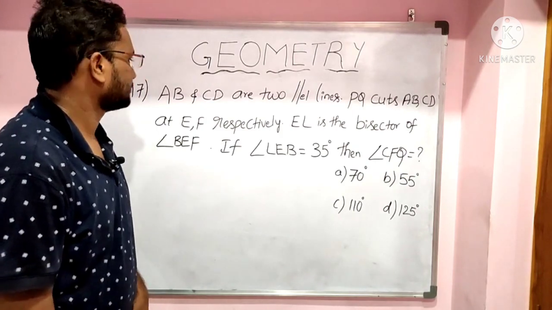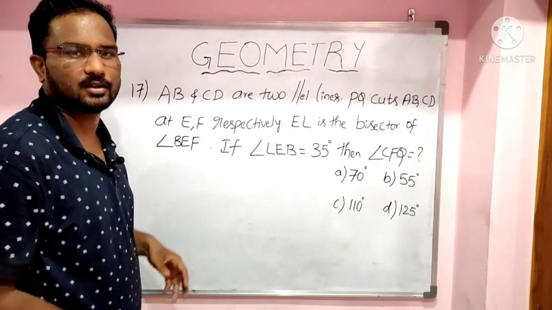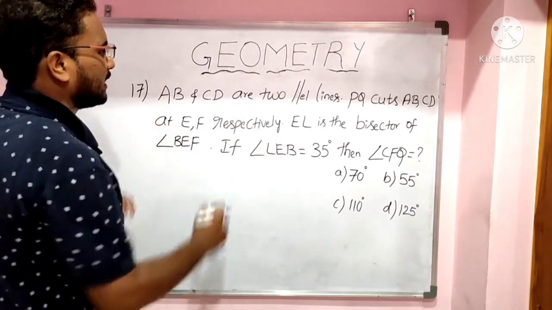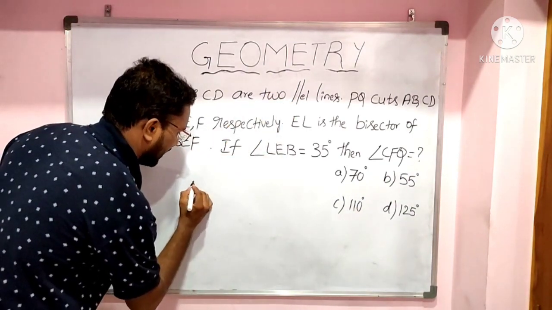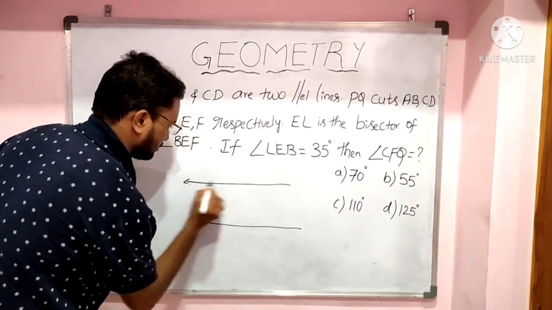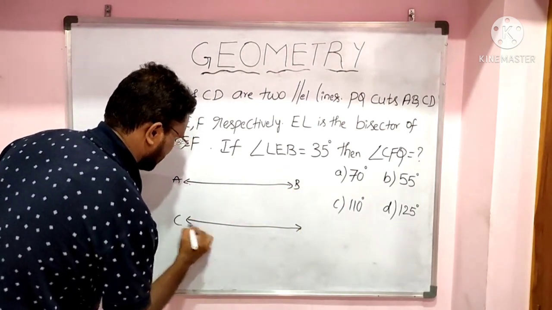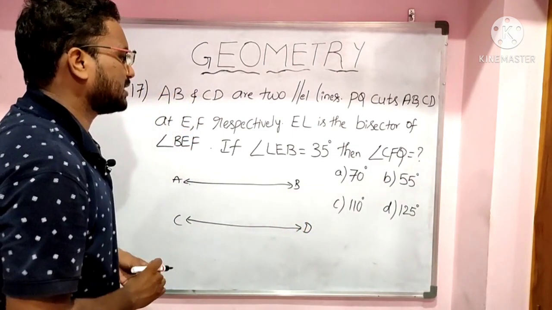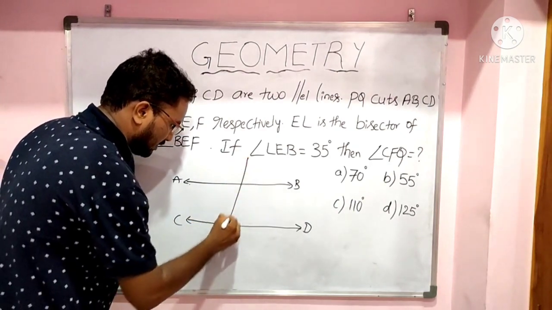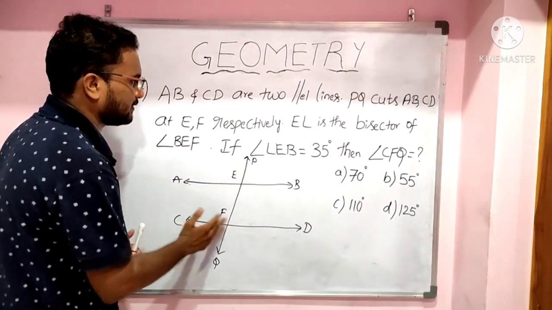So next problem. Here is given a statement, and from this statement we need to draw the figure. Okay, so what is the statement? AB and CD are two parallel lines. Okay, let's draw two parallel lines, AB and CD. These are two parallel lines. PQ cuts AB and CD at E and F respectively.